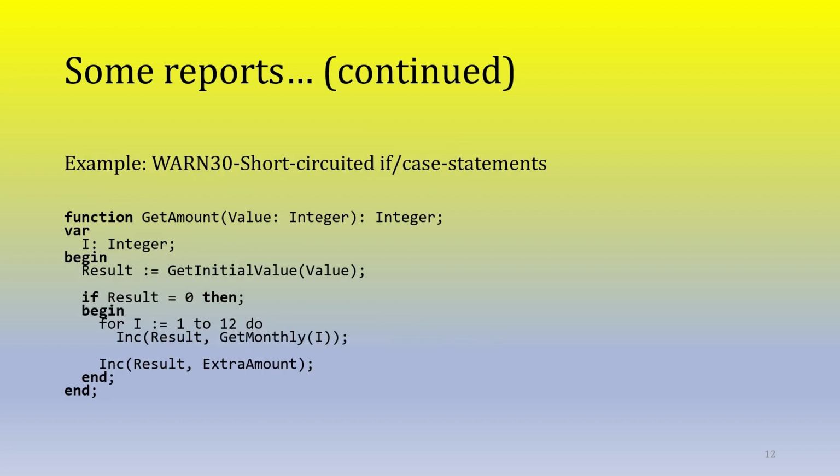One more example from the warnings report. What is the problem in this example? The if condition is short-circuited because of the trailing semicolon after the keyword then. The code in the following block will thus always be called. The resulting value from the function will just be wrong. Not so hard to spot if you look closely at the code.